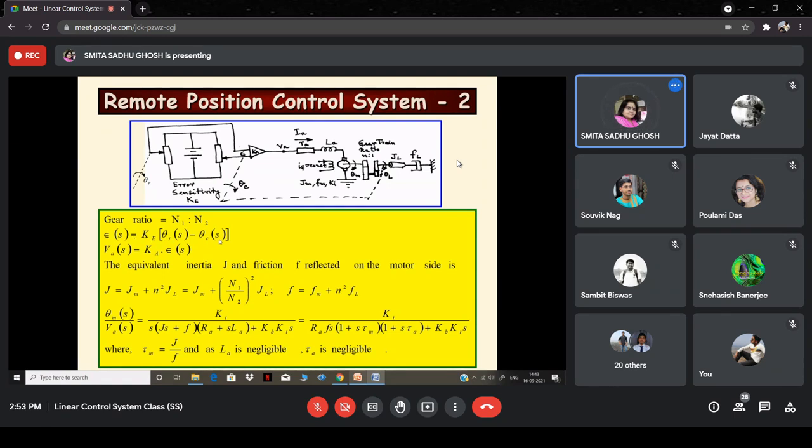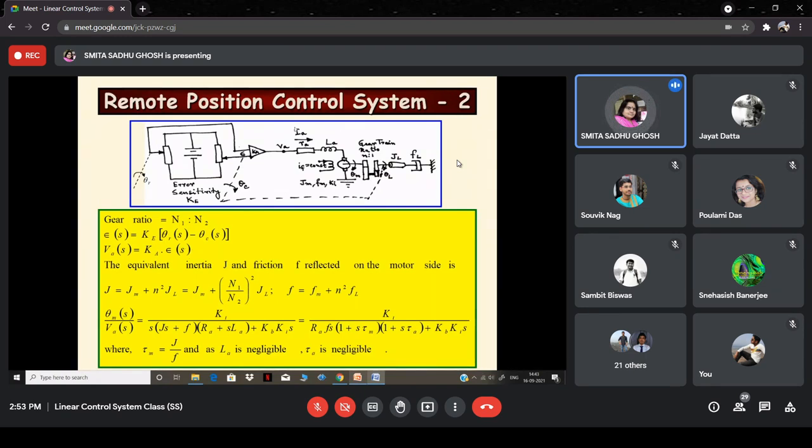Next, coming to the amplifier. The amplifier has a gain of Ka, as we stated. The output of the amplifier Va S is equal to the gain Ka into epsilon S. That completes the model for this amplifier unit, this equation. Next, what we have is the servo motor unit.